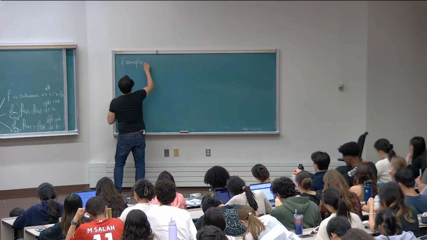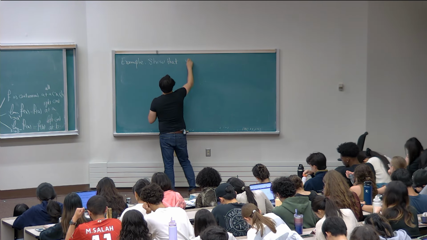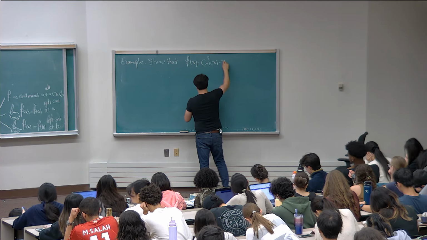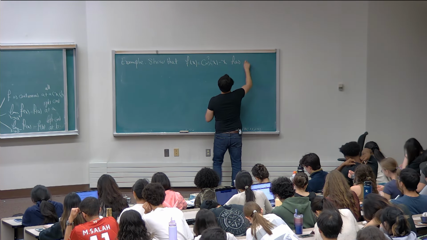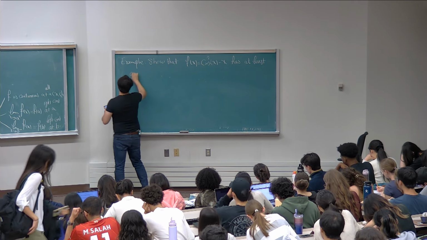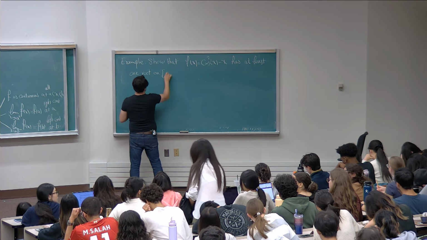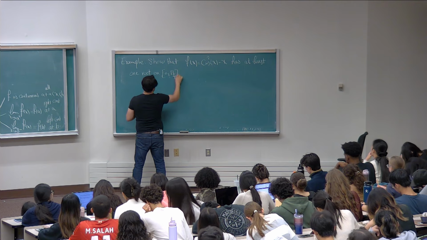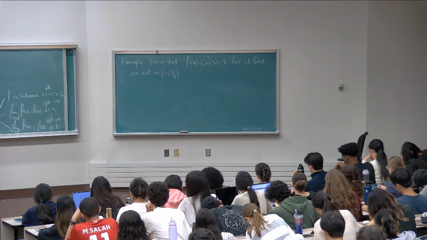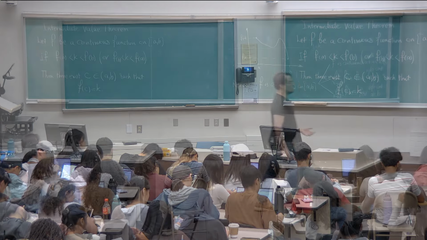Example, show that the function cosine squared x minus x has at least one root on the interval 0 to pi over 4. The function is cosine squared of x minus x.